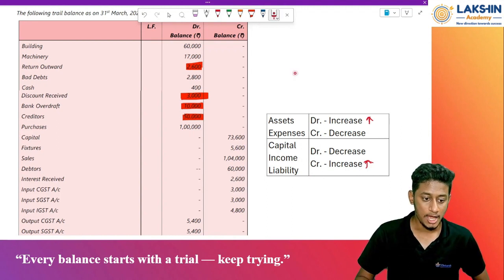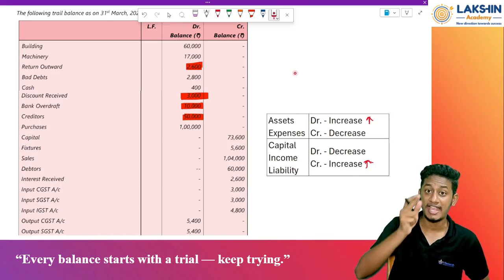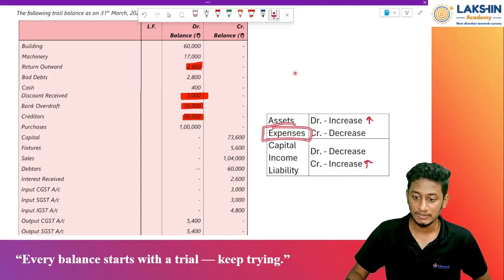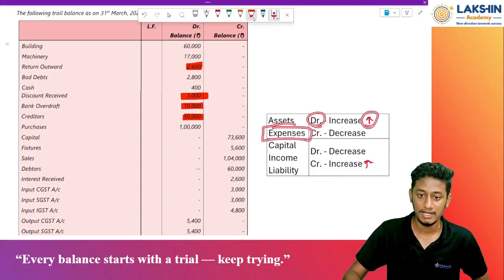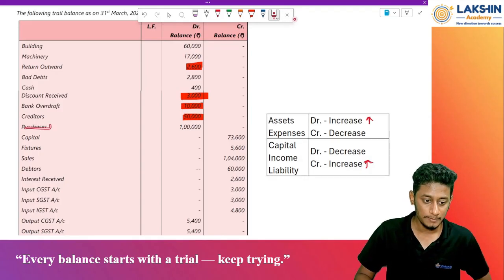Then going ahead, purchases. What are purchases? I have purchased the goods. It is an expense to me. I have to pay for the purchases, right? So expenses increase, so debit balance. Is it a debit balance? Yes, sir. It is a debit balance. So don't touch it. Purchases done, it is proper.